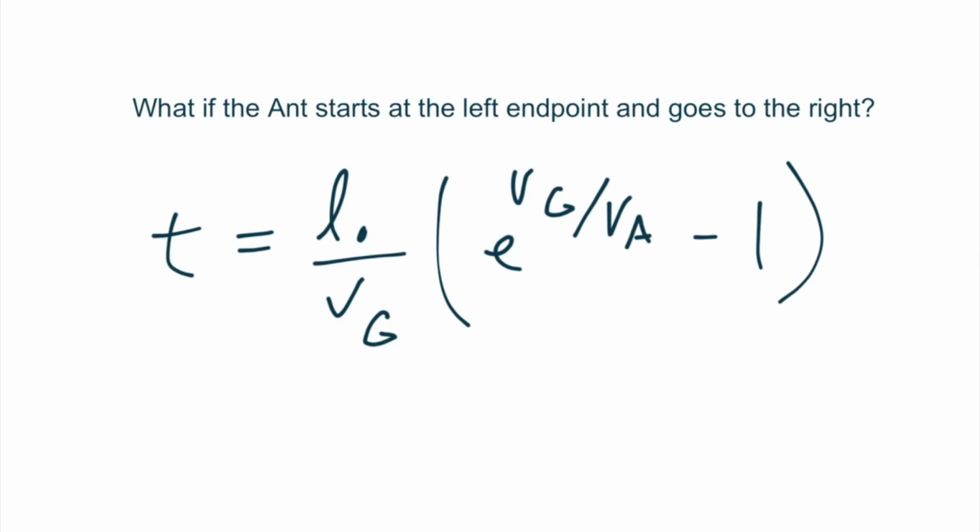This is a solution that I saw on a Wikipedia page, and you can also check the Wikipedia page for ant on a rubber rope. It doesn't really go through a very detailed solution, but this is the final answer that they get. They do the case where the ant starts at the wall and runs out to the right end of the rope.